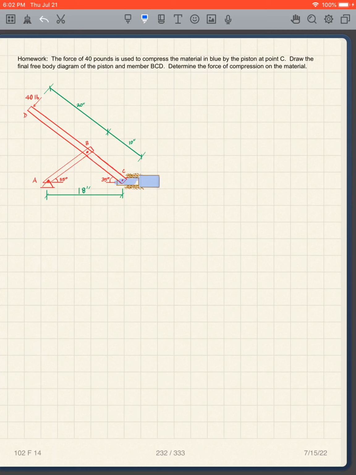You can see there's a little piston there. And all the dimensions are given. I've got angles given. I've got dimensions given. And I have the force of 40 pounds. So the problem here is to draw the final free body diagram of the piston and member BCD, which is that member right there. Look for two-force members and do this problem. Okay, so pause the video here.